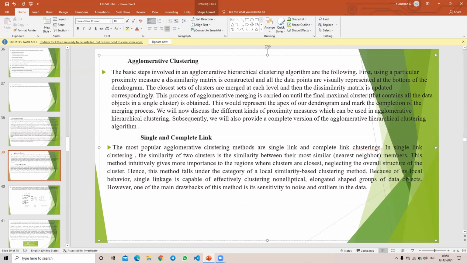However, one of the main drawbacks of this method is its sensitivity to noise and outliers of the data.